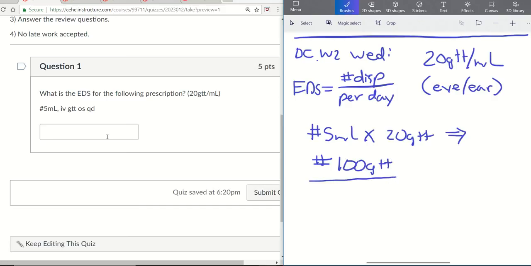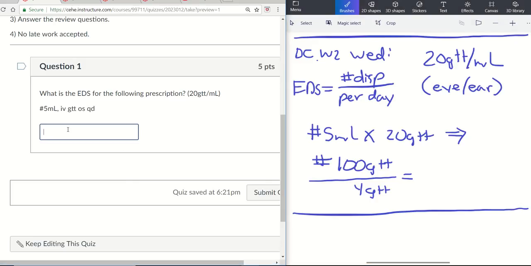So let's take a look at the SIG. So it's going to be IV, which is 4 drops into the left eye every day. So every day they're only going to use 4 drops. It's only to one eye. So make sure you multiply by 2 if it's 2 eyes or 2 ears. But in this case, it's just 4 drops once a day. So we'll divide by 4 drops a day for an EDS of 25. So let's punch that in.